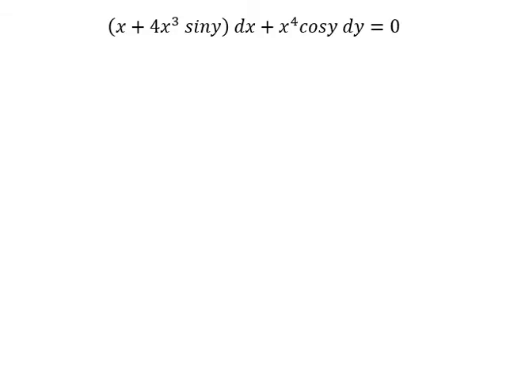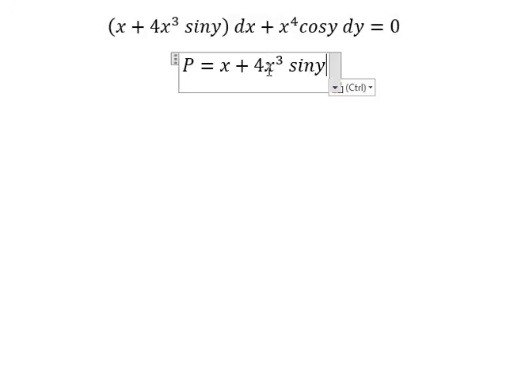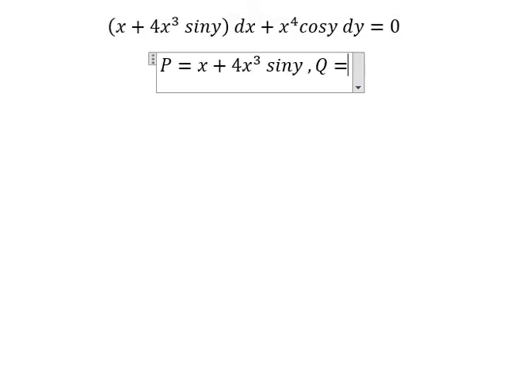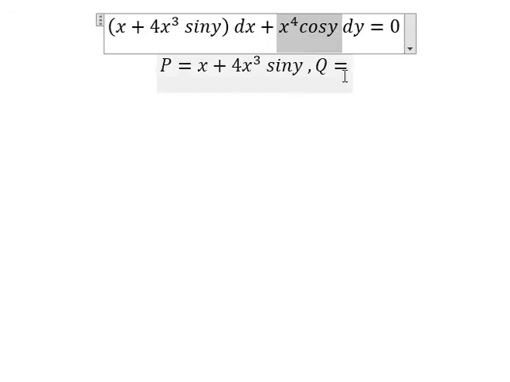Hello everybody, so today I will talk about calculus. The topic today is about differential equations. So now I will show you how to answer. I will put p equals to this one and q equals to this one.